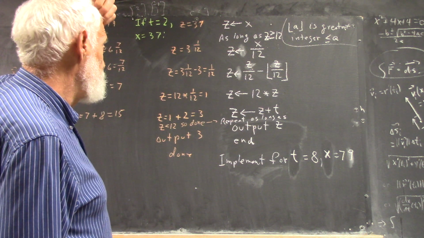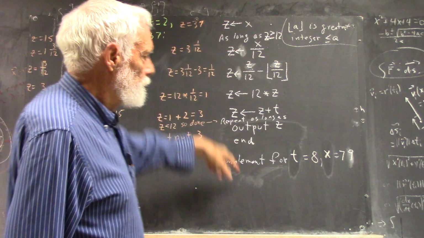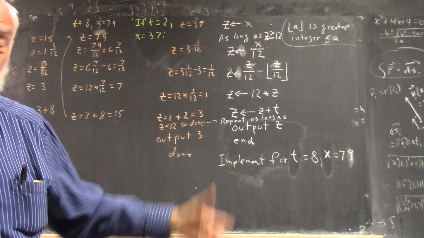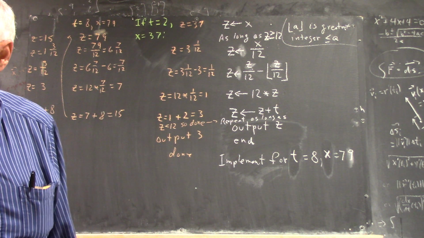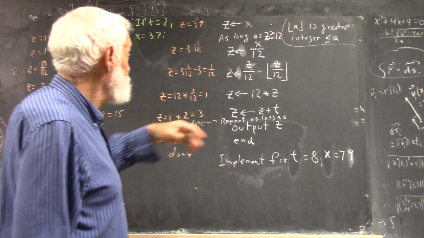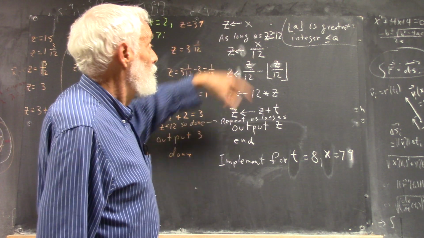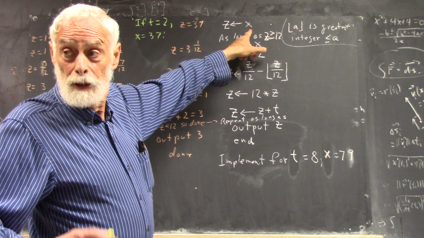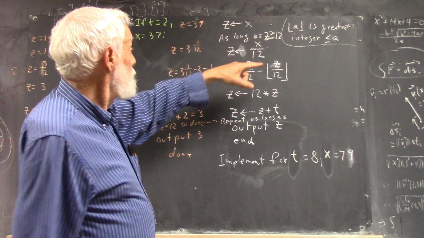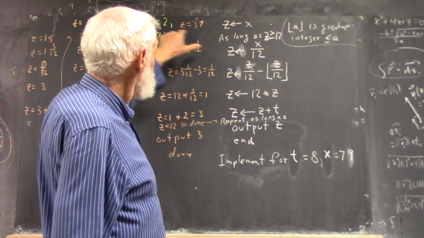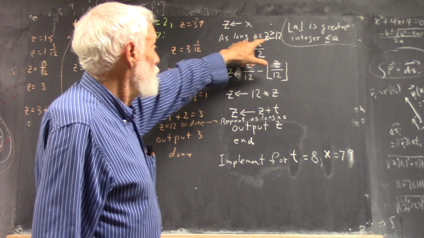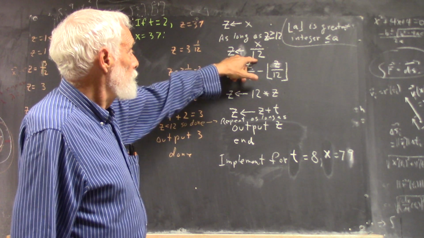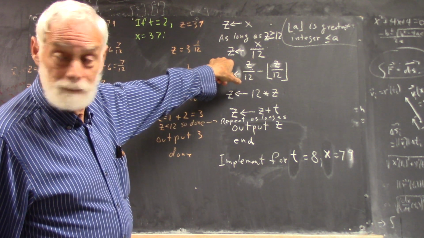Okay, now here's another algorithm, and this algorithm doesn't work. Okay, and I ask you for homework to figure out why it doesn't work. Okay, so we just traced the values of z. Okay, x is, same problem, x is 37. Okay, so z is going to be 37. Now, as long as z is greater than or equal to 12, we do all this. Okay, so we divide x by 12, and that becomes z.